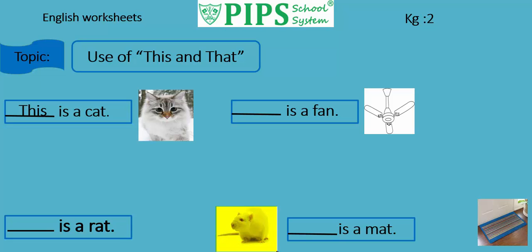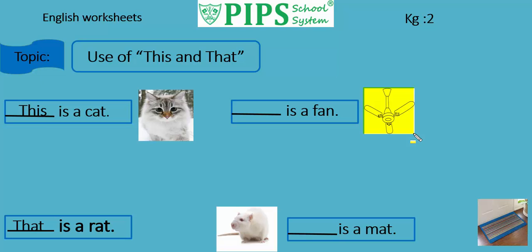The second picture is a rat, and the rat is far away from me. Now I will write here that. That is a rat. Now students, read with me. That is a rat.